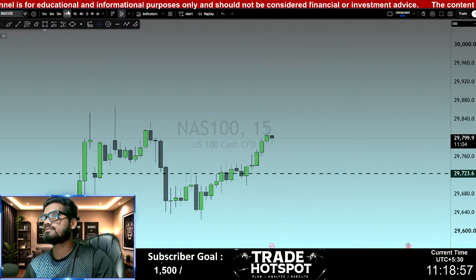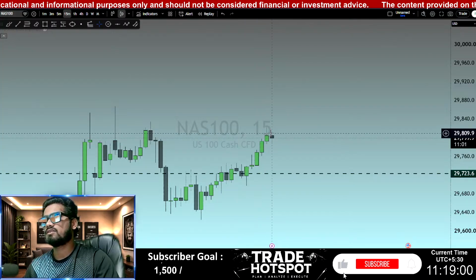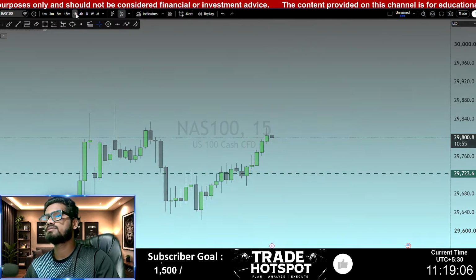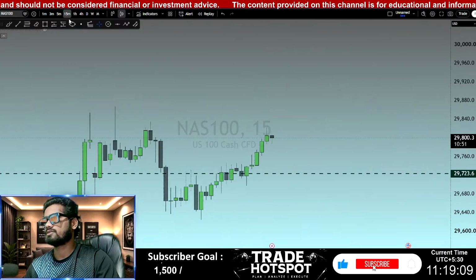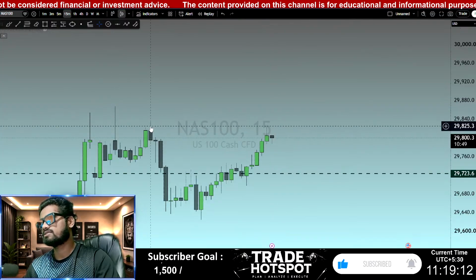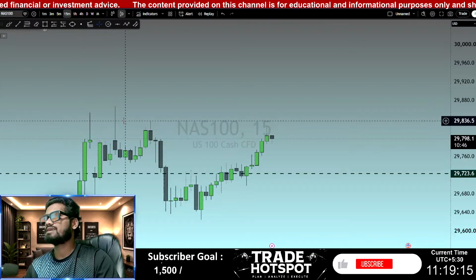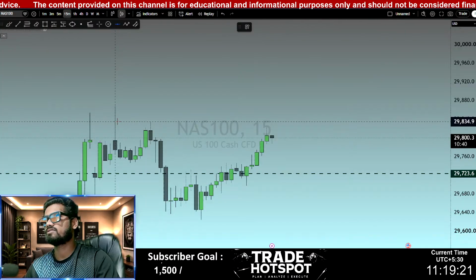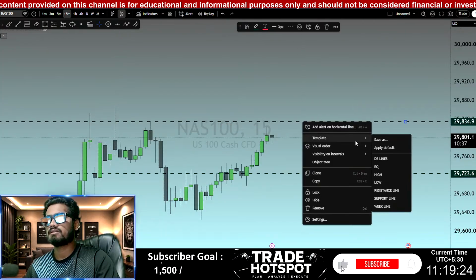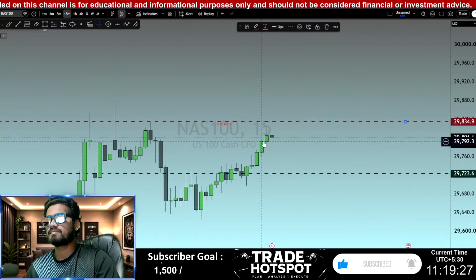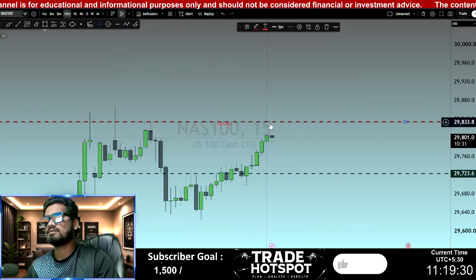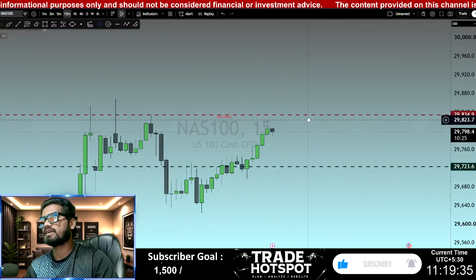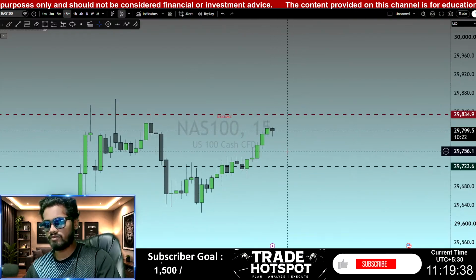Here you can do a small scalp for selling on this area by looking for a change of state or liquidity sweep at this point, because this is a resistance zone. So you can see whenever NASDAQ comes onto this area, it's rejected from this area. So this is a resistance for the NASDAQ here. This is a resistance line, and I want a liquidity sweep on this area. Then I can go for a sell on the NASDAQ for a small scalp.